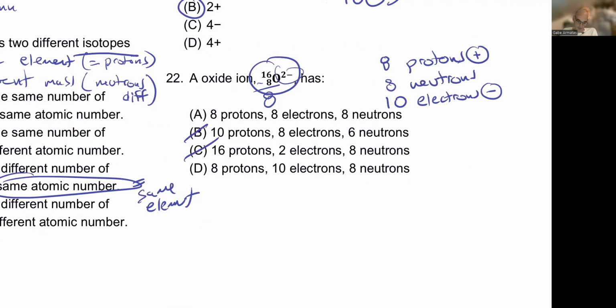And 8 neutrons, okay, so both those work. 10 electrons, D. A would be a neutral oxygen. All right, good.